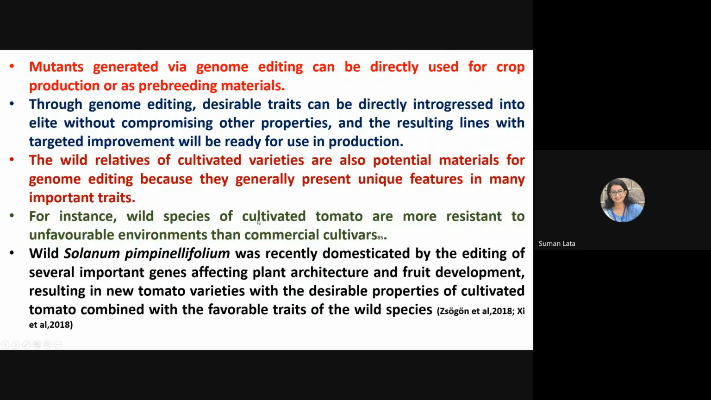Also, the wild relatives of the cultivated varieties are potential materials for genome editing. For example, in the case of tomato, Solanum pimpinellifolium was domesticated by editing several important genes affecting plant architecture and fruit development, resulting in new tomato varieties, which have the desirable properties of the cultivated tomato combined with the favorable traits of the wild species.